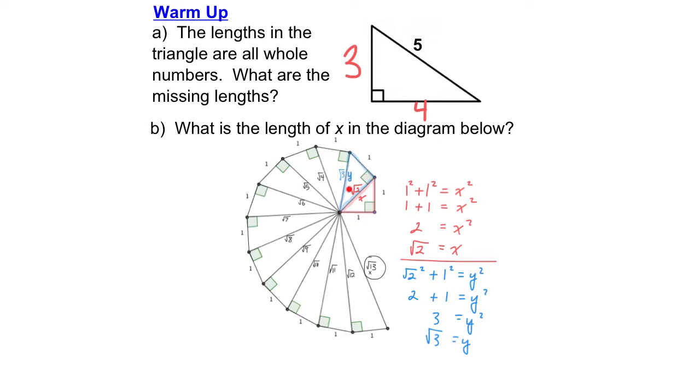Now in the next triangle beside it, I have this side is square root of 2, this side is 1, this side squared plus this side squared equals this side squared. And as you see here, it's a square root of 3. And if you keep that pattern going, this one's the square root of 4, square root of 5, etc., all the way to here, we find that x is the square root of 13.